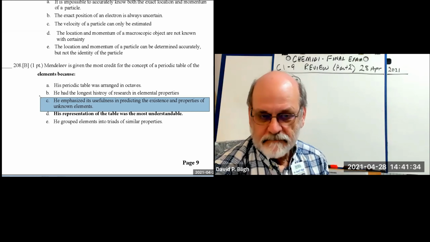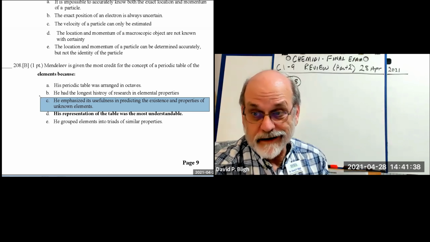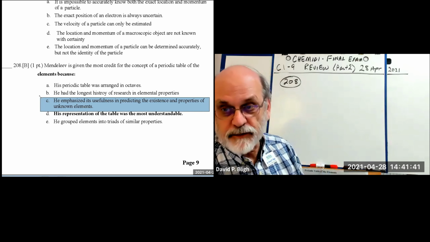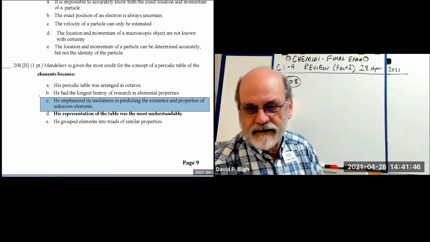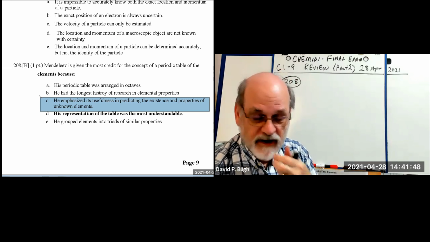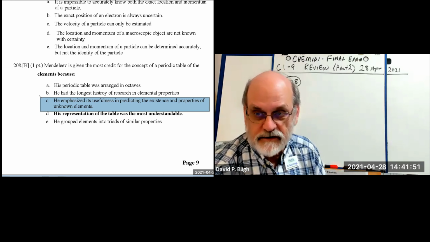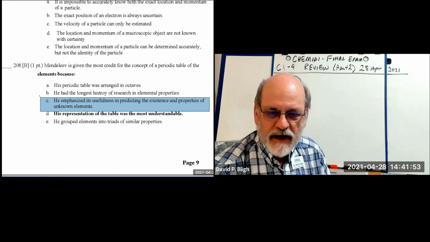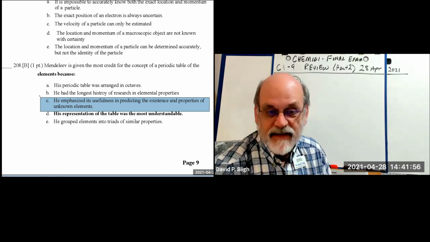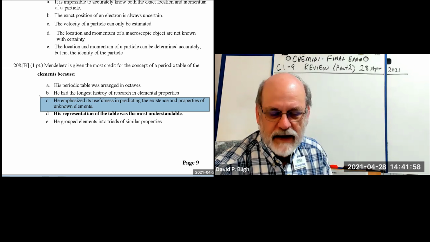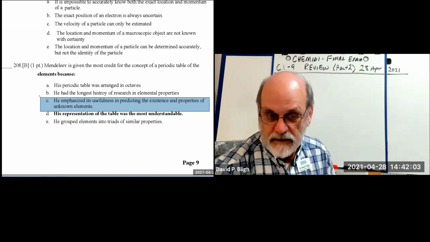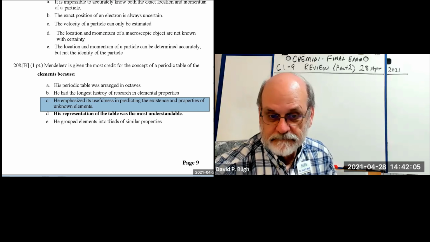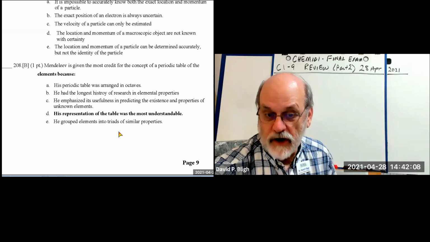His representation of the table was the most understandable. Not in the beginning. Remember, in the beginning, his periods went up and down, and his groups went side to side. So in his second publication, he rotated it 90 degrees. He grouped elements into triads. Now that wasn't Mendeleev that did that. I think that was Dobereiner that came up with the triads. And Mendeleev just built on it.